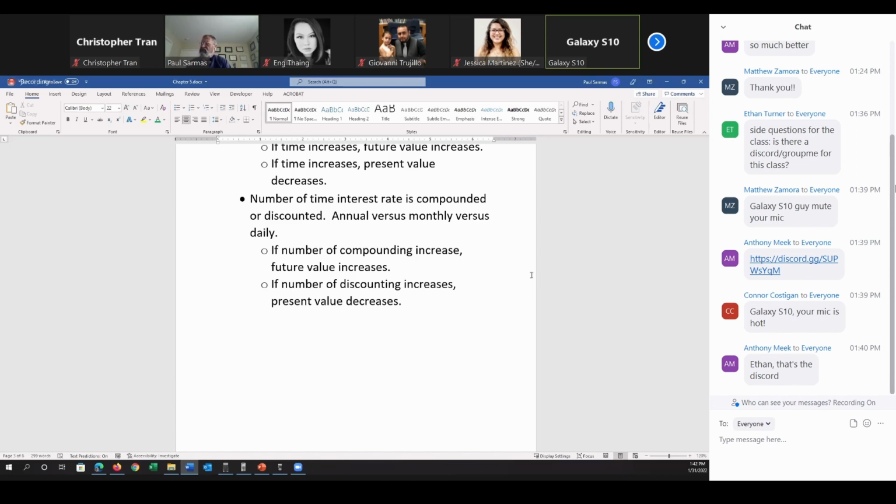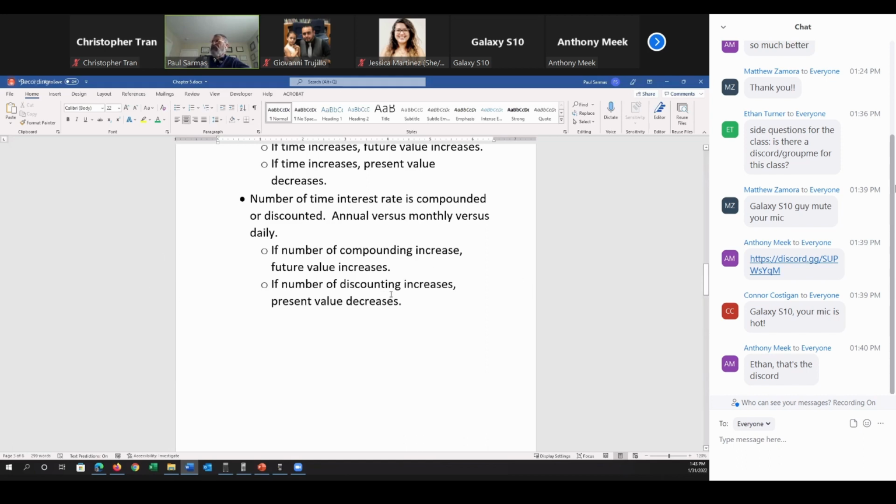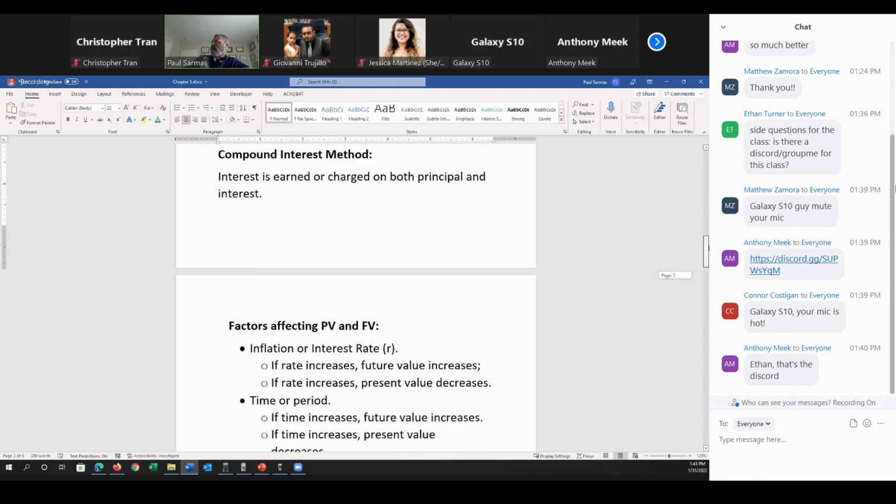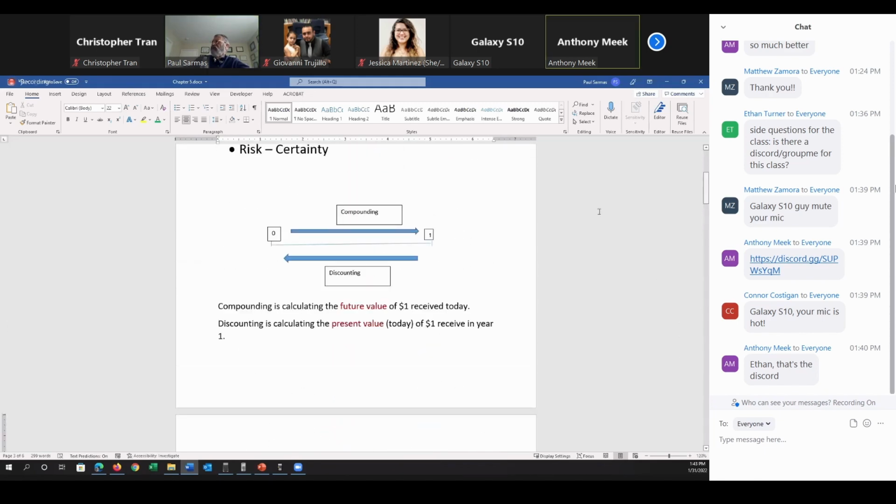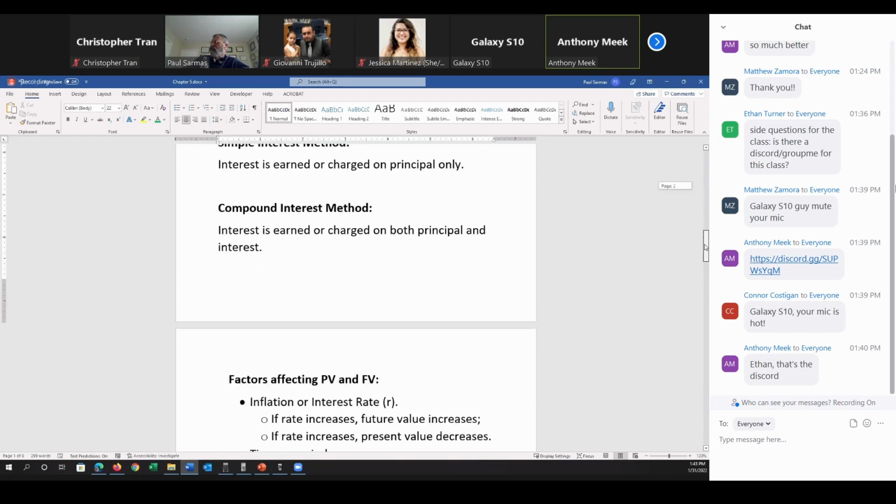Take a look at that. The second bullet point says discounting increases, present value decreases. Is that a typo then? No, compounding, remember, because I'm calculating future value in the first sub-bullet, I call it compounding. And because I'm calculating present value in the second sub-bullet, the term changes to discounting. This goes back to what I had on top here. Got it. Thank you.